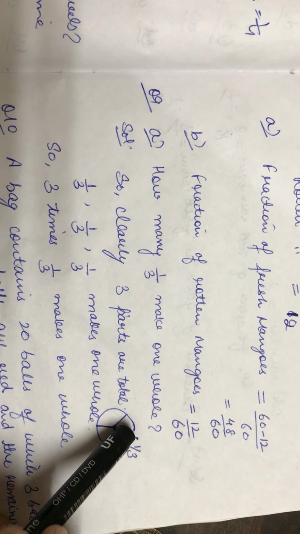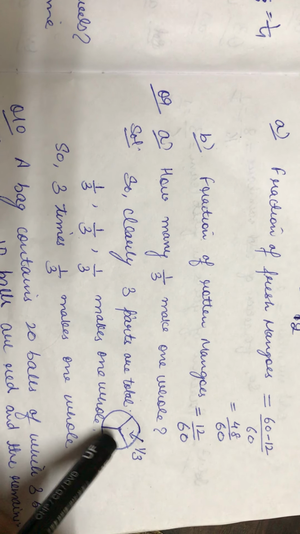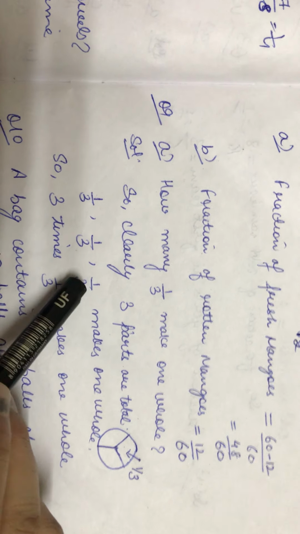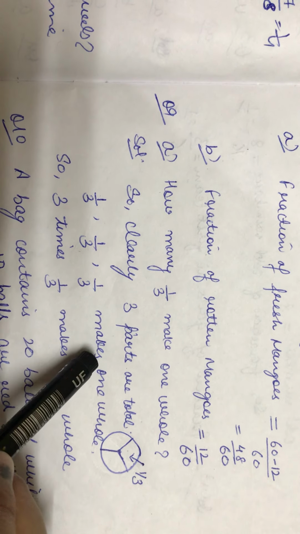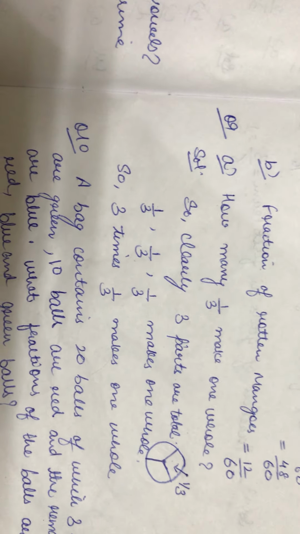So it means I have 1 by 3, second 1 by 3, third 1 by 3. So I need 3 times 1 by 3 to make one whole. So 3 times I need 1 by 3 to make one whole.